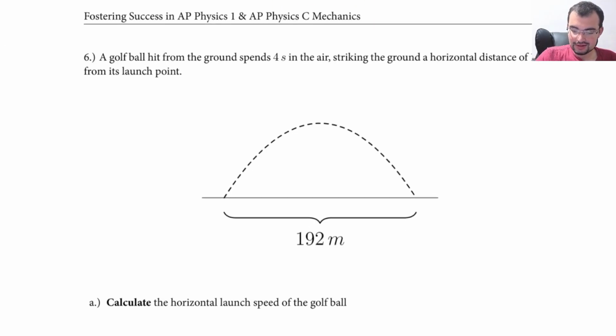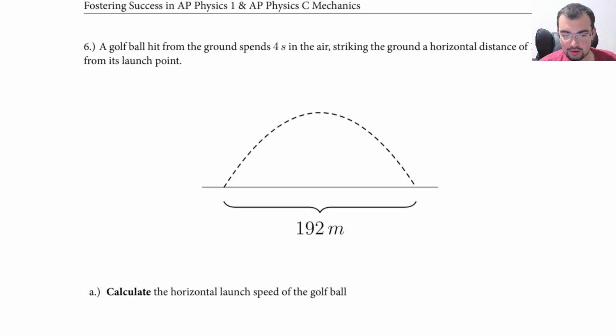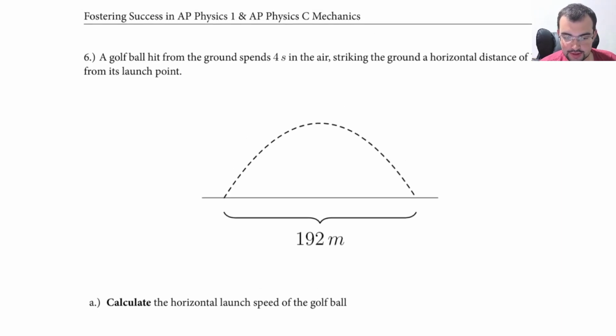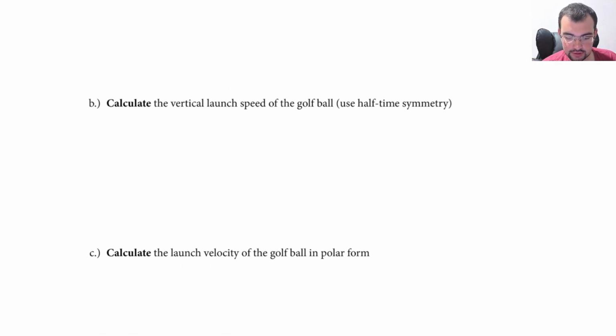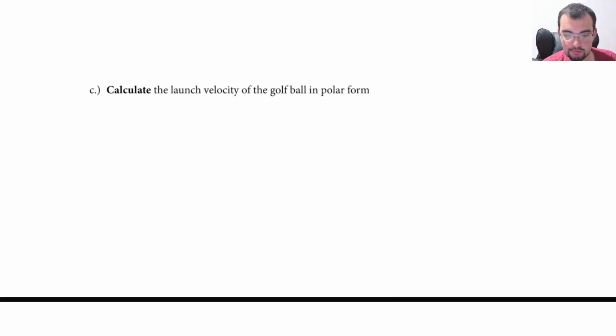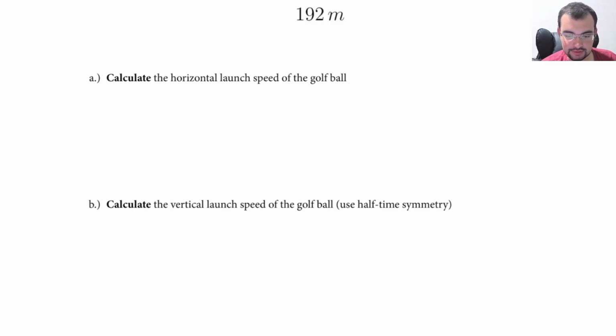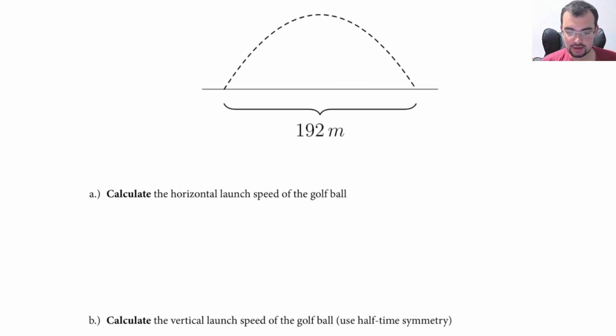All right, now we'll give you a little bit different piece of info where we have a golf ball that is hit from the ground, spends 4 seconds in the air, and lands 192 meters away. We want horizontal speed, we want vertical speed, and we want the launch velocity in polar form, meaning we want the magnitude and direction. So the horizontal launch speed will always be the easy one.